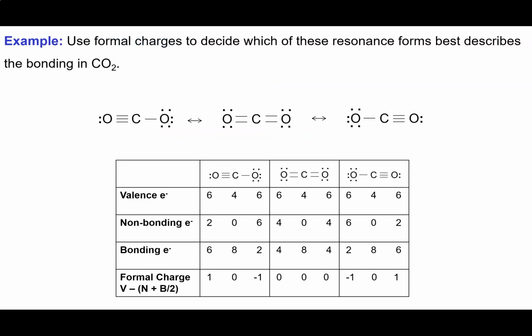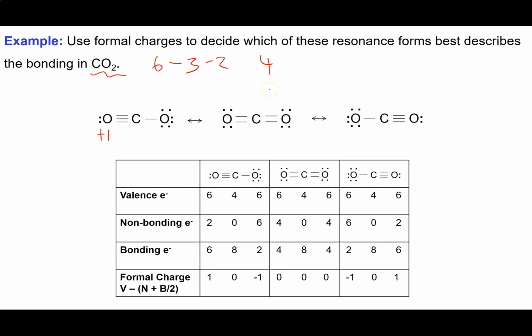So we already kind of know the answer to this one because we drew it correctly right from the beginning, but this question is asking use formal charges to decide which of these resonance forms best describes the bonding in carbon dioxide. So we've got one here with 3 bonds to this oxygen and only 1 bond to that one. So let's do the formal charges. It's going to be 6 because oxygen is in group 6, minus the bonding electrons, 1, 2, 3, minus non-bonding electrons, 2. So that's going to be +1.